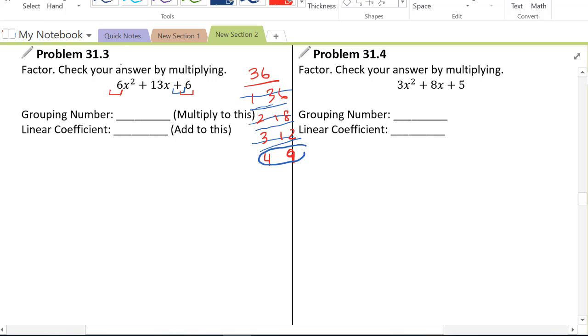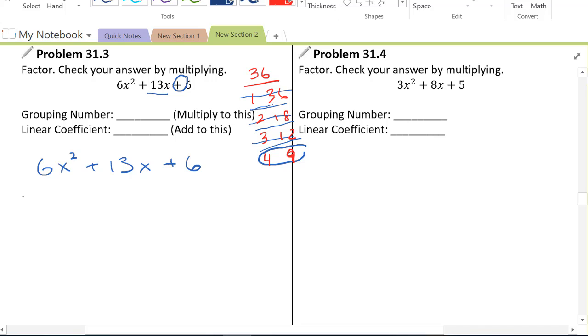So again, we do the AC method. We did 6 times 6, A times C, that's 36. We list factors of 36, and since C is positive, we're adding to make 13. So let's write this down: 6x squared plus 13x plus 6. We said we were going to use 4 and 9, because 4 plus 9 is 13. So then what do we do now?